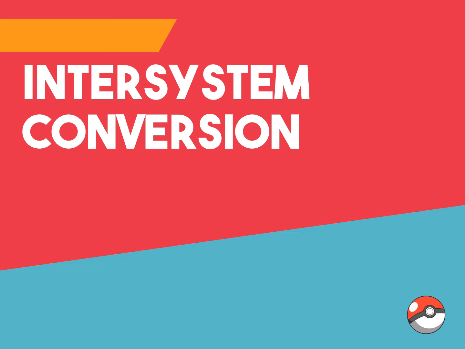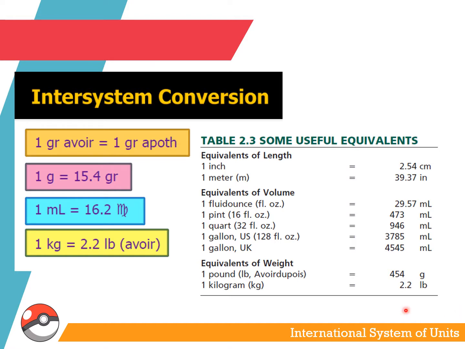So let's move on with intersystem conversion. Intersystem conversion allows us to move from one unit into the other. So there are lots of problems concerning this. Here are some useful equivalents, which you should again memorize. But the most common, I must say, would be the kilogram to pound. 1 kilogram is equal to 2.2 pounds.